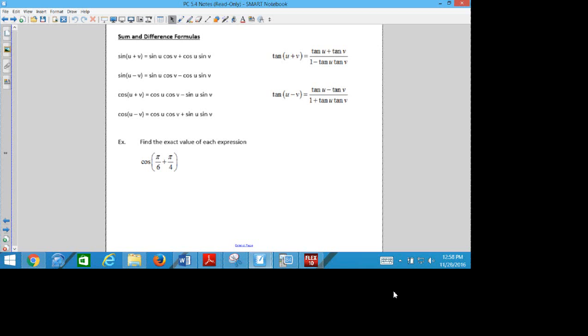We can use these formulas up here that say cosine, and it says plus, so I go to the one that is cosine of u plus v. And I just use this formula, and I'm going to use those values. We're going to write down, by the way, write small.